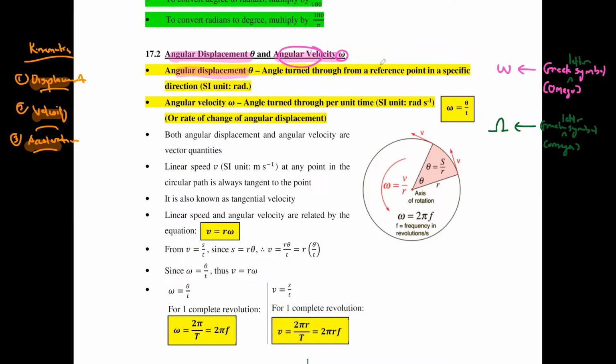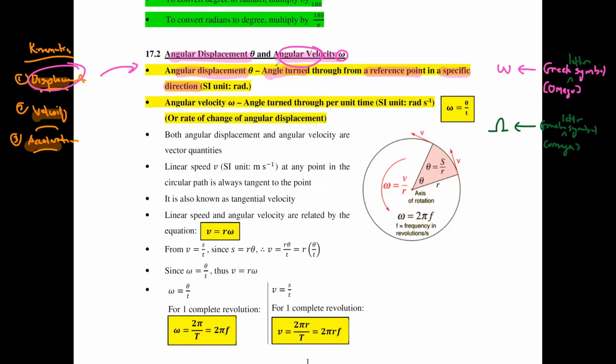Now, back to the topic. Angular displacement tells you how much of an angle you have turned. It is formally described as angle turned through from a reference point in a specific direction, okay? So this is the formal definition of angular displacement. It describes to you how much angle you have covered. Same as your displacement definition from AS. In AS, we say that displacement is distance from a reference point in a specific direction, right?